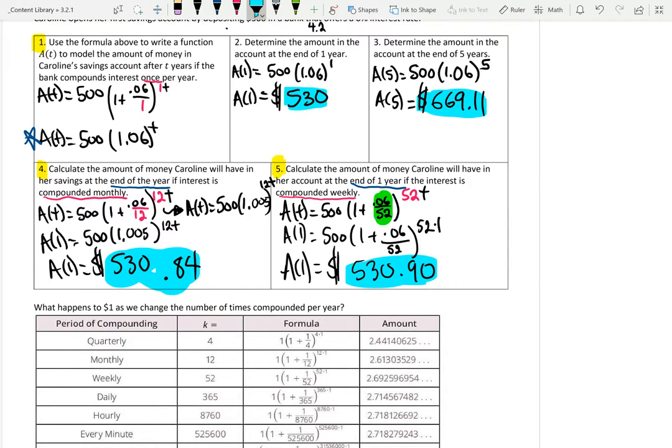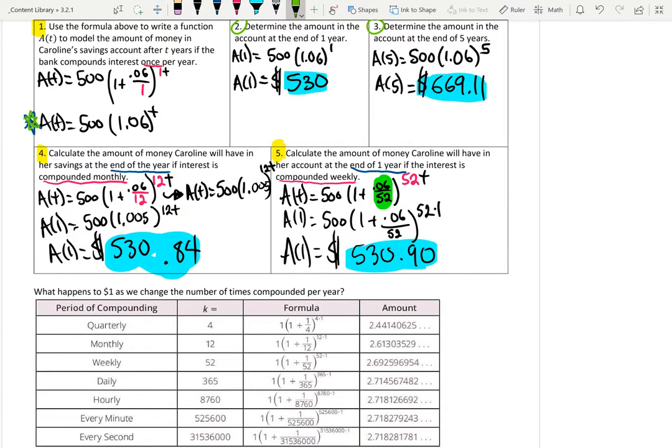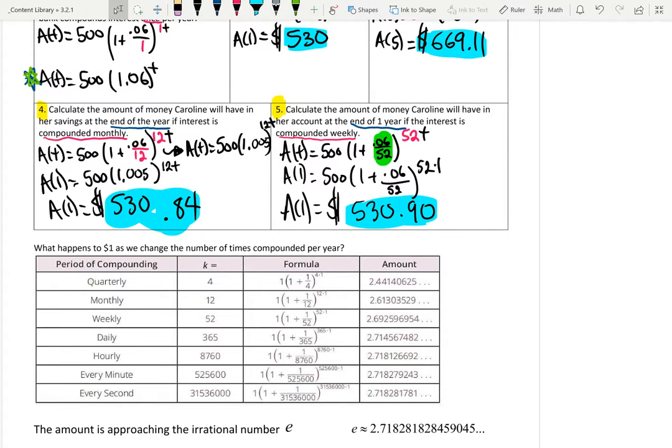So essentially what's happening in number 2 and number 3, this is just telling you how much your savings account would give you at the end of each year. And this formula does a really good job of that. But look at number 4 and 5. They're practically the same amount of money. You would think if it was being compounded monthly, it would skyrocket, and then weekly, 52 times, it would get even bigger. But it peaks out. It peaks out at about 530 and 90.